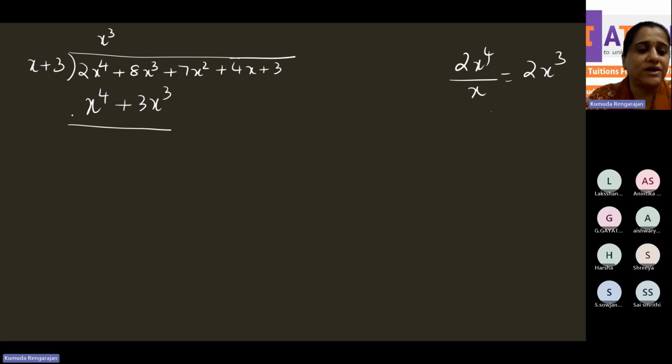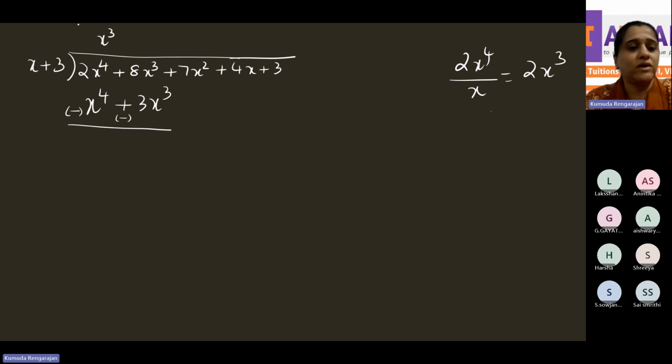Okay, so you'll have to change the signs. Plus x to the power 4 becomes minus x to the power 4. Plus 3x cubed becomes minus 3x cubed. Change the signs throughout in the bottom row. Now simplify.